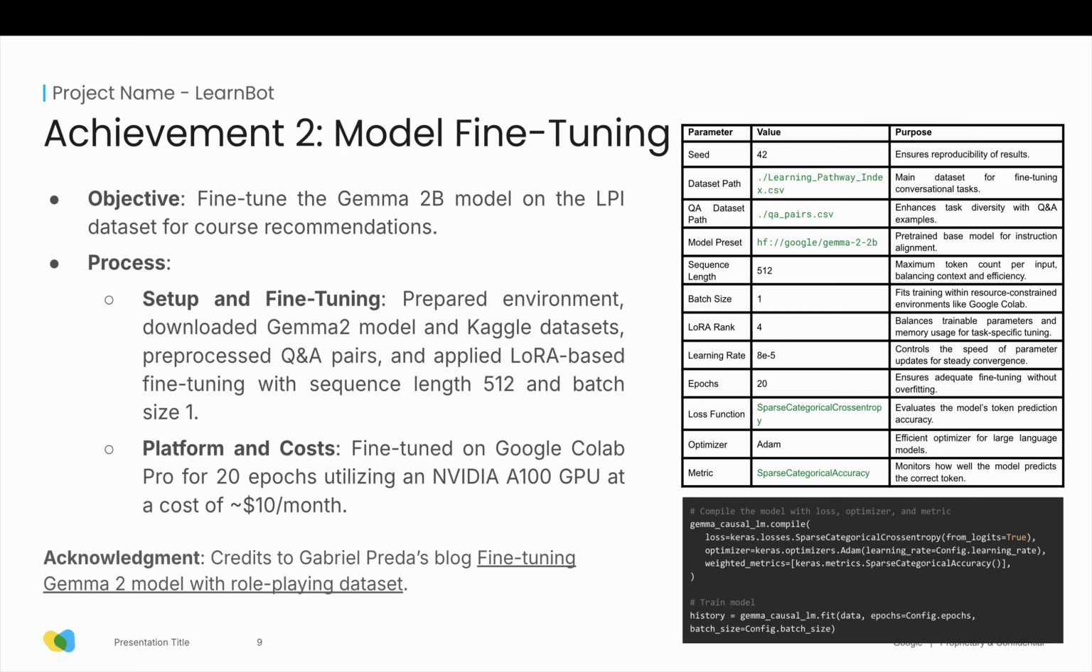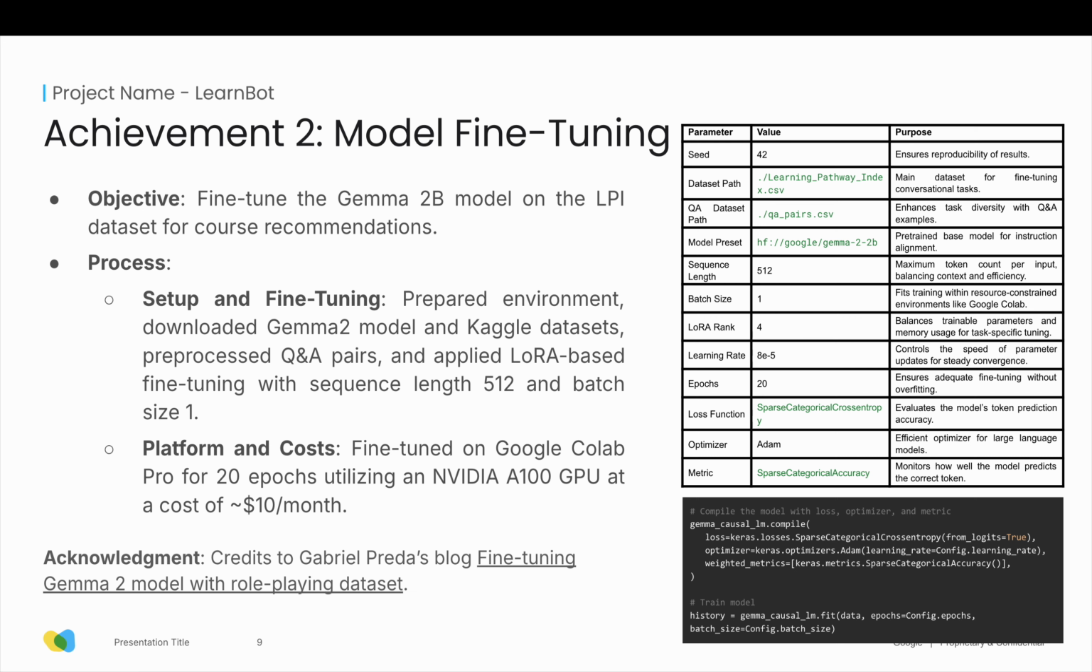For my second achievement, which is to fine-tune the model, my objective was to fine-tune the Gemma 2B model on the Q&A pair dataset for course recommendation. The process I followed was to first set up the environment I needed by downloading the Gemma 2B model from the Kaggle platform and also the dataset, then pre-processed the Q&A pairs and applied the LoRA-based fine-tuning technique with a sequence length of 512 and a batch size of 1.